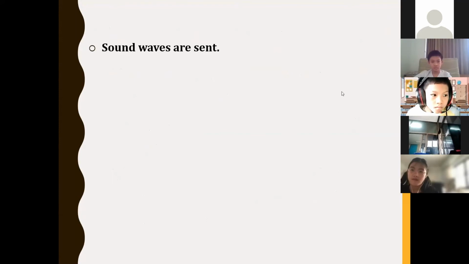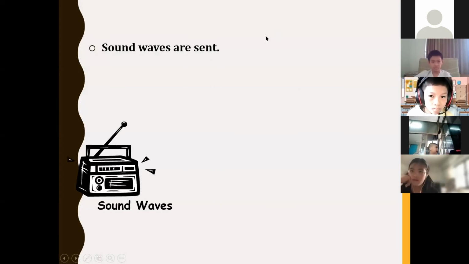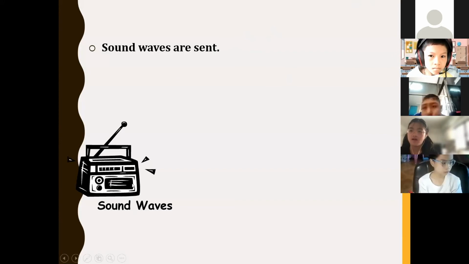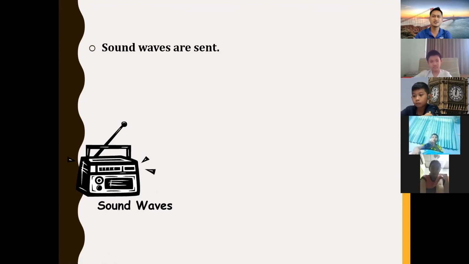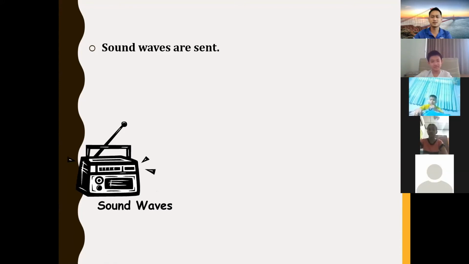How does sound travel? This is how sound travels. First, sound waves are sent. So what are some sources of sounds? Can you give me examples of sources of sounds? Where does sound come from? Sound comes from humans when they talk. What else? Radio. Television, very good. Computer. Telephone or phones, very good. iPad. So the first part of how we hear sound is that the sound waves are sent.